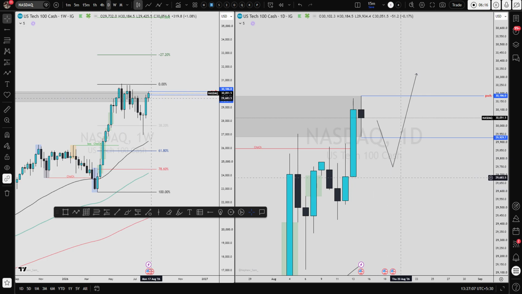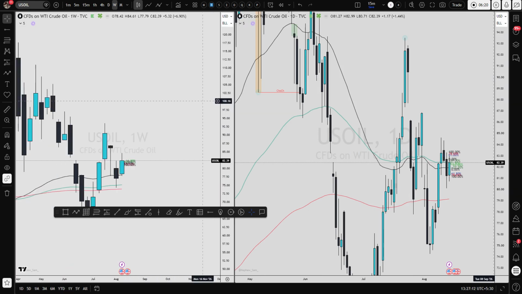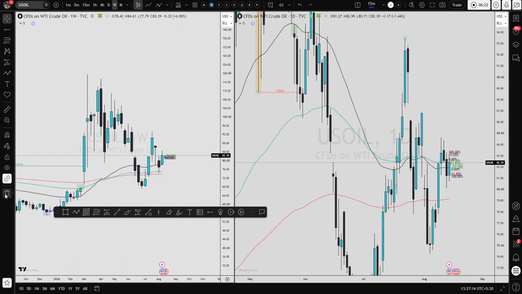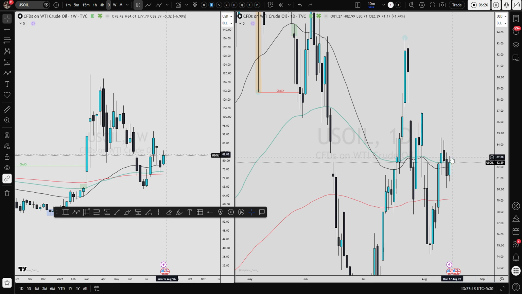So yeah, that's all for Nasdaq. Let's see what's going on in US oil. We're just going to remove this one and this one.